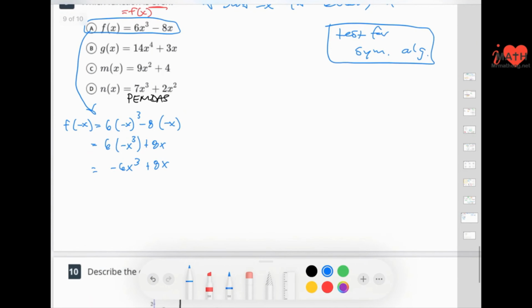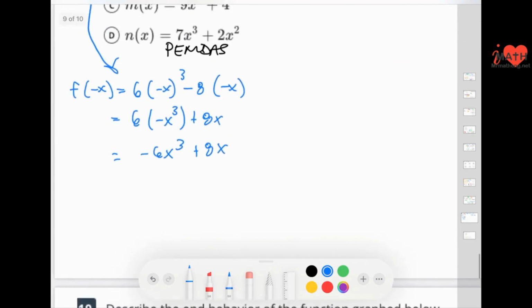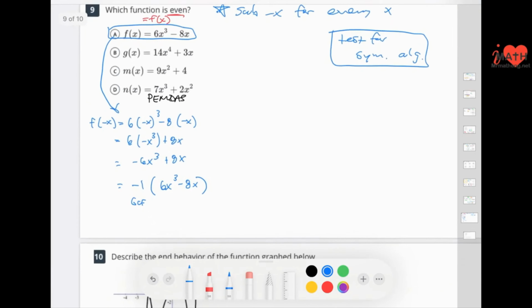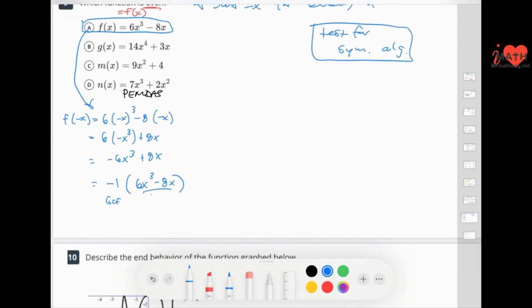Okay, now this one has a negative, so if I factor out a negative 1, this is my greatest common factor, I get 6x cubed minus 8x. And so you recognize that this is the original. So this one's actually the opposite of the original. This one is actually an odd function. So it cannot possibly be A. Okay?